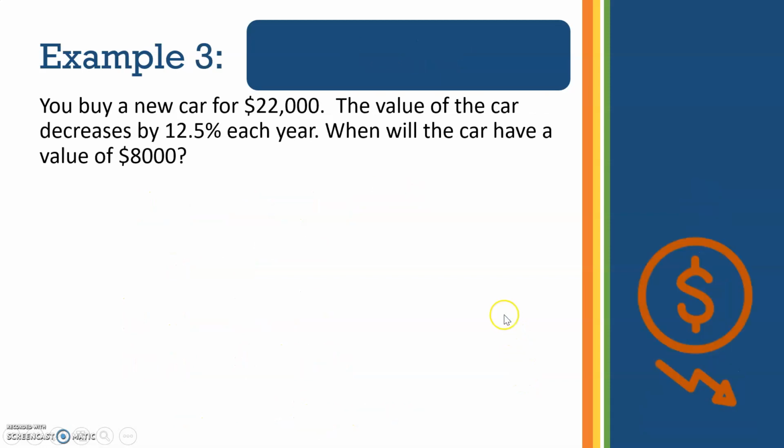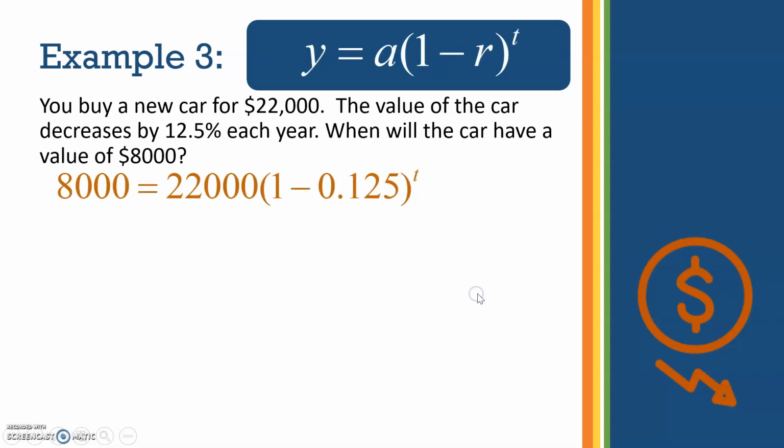Example 3. You buy a new car. The value decreases or depreciates. We're talking about exponential decay. So let's plug in our values. Initial amount, rate, percentage rate, written as a decimal. Final value of $8,000. How much time?